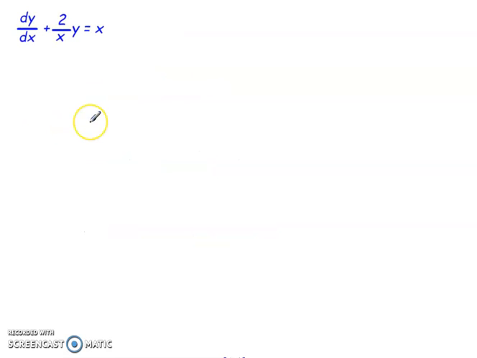First question was dy by dx plus 2 over x times y equals x, and I want to solve that. Now remember the 5 steps. The first step was to make sure it was in the correct format. So dy by dx plus p of x y equals q of x. Coefficient of dy by dx always had to be 1. Well, good thing is this one is in the correct format to start with.